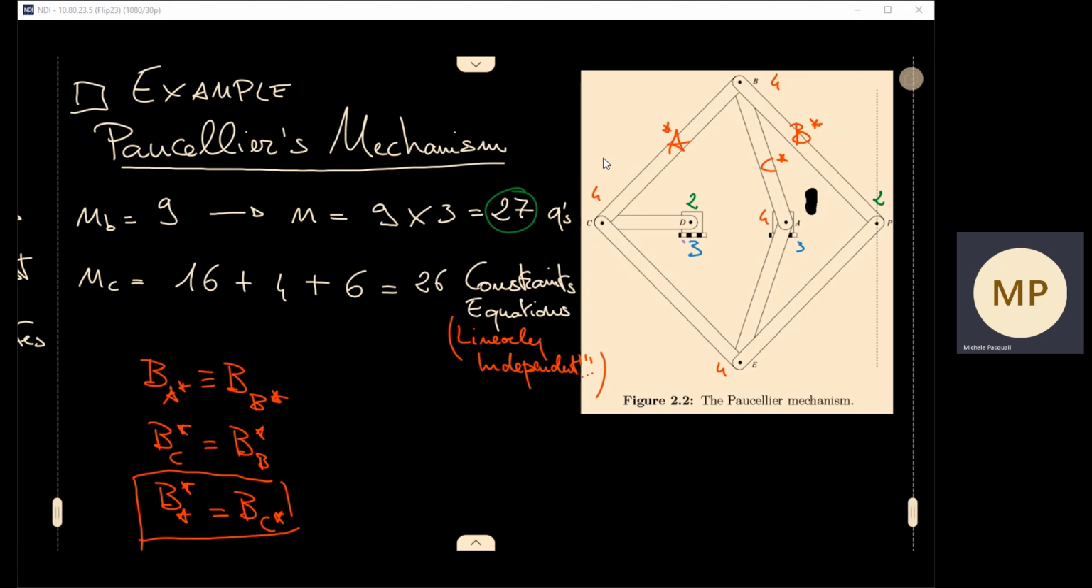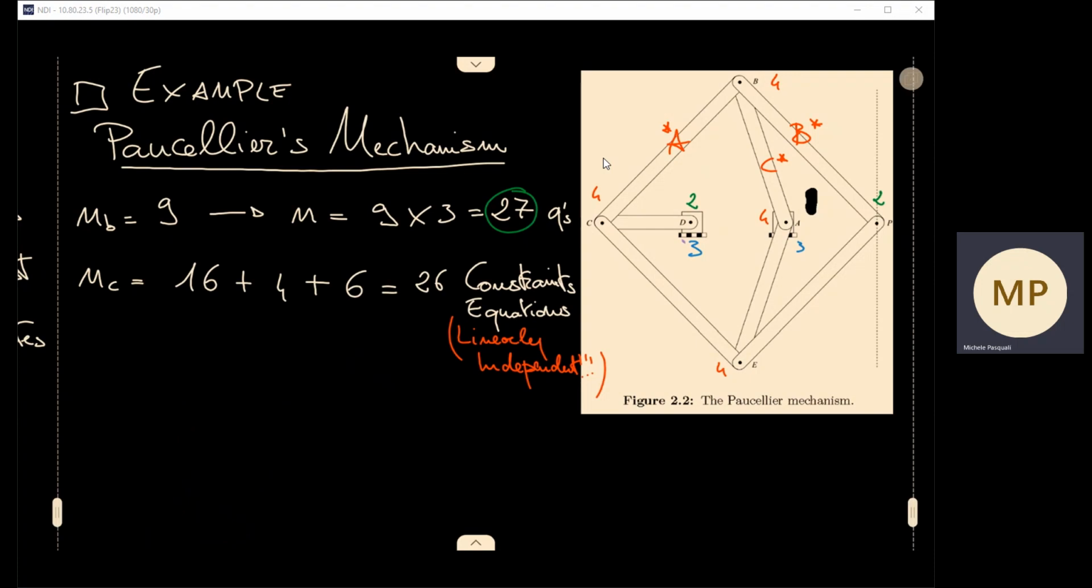So, what is the number? Let me cancel this out. So what is the number of independent parameters?